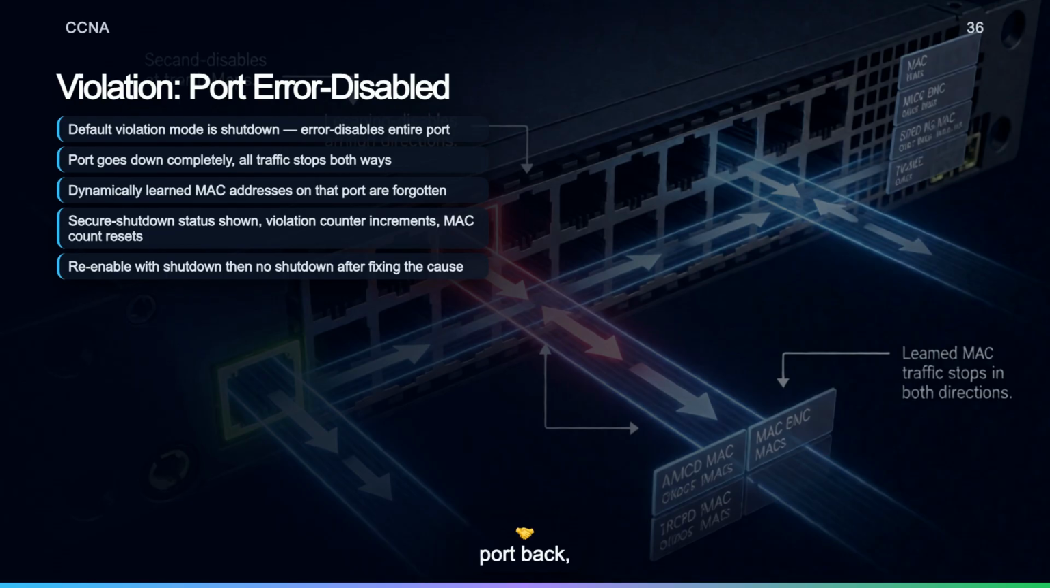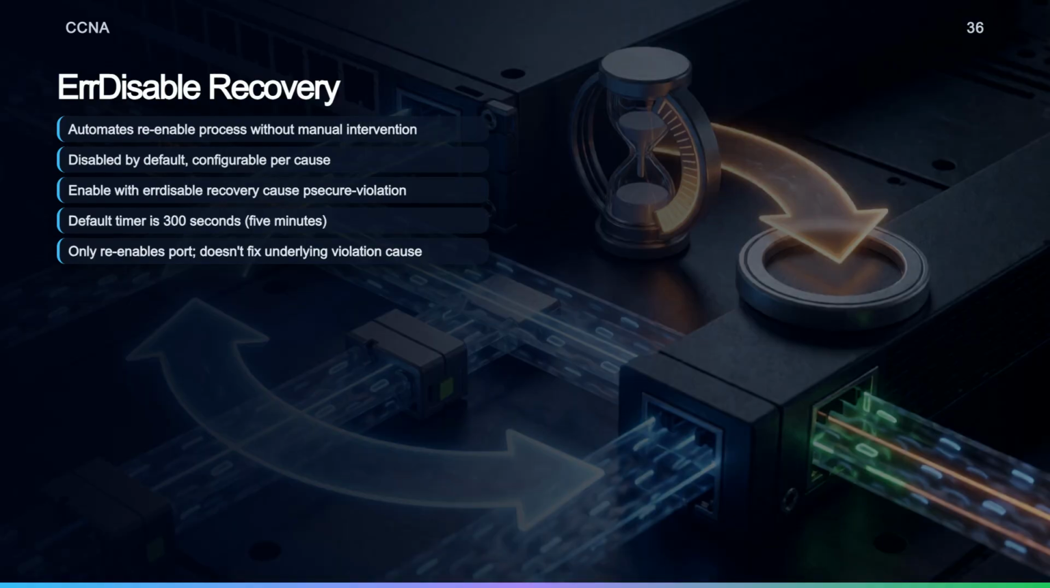To bring the port back, you do shutdown, then no shutdown on the interface, but only after fixing whatever triggered it. If an attacker is still connected, the port just error disables again immediately. ErrDisable recovery automates that re-enable process without manual intervention. It's disabled by default, but configurable per cause, meaning you can enable it for port security violations while keeping BPDU guard or power policing ports manual.